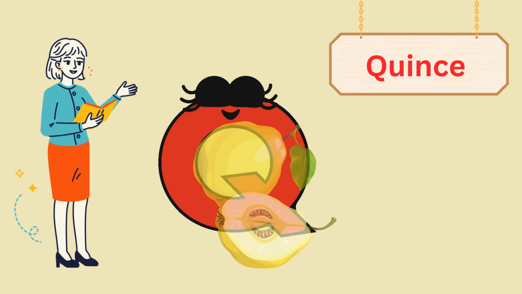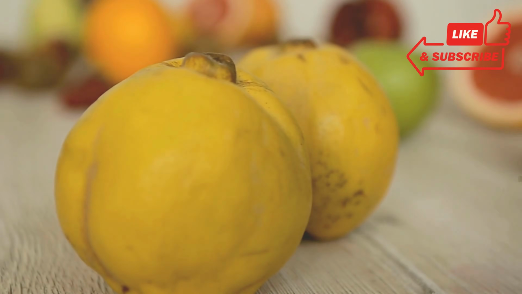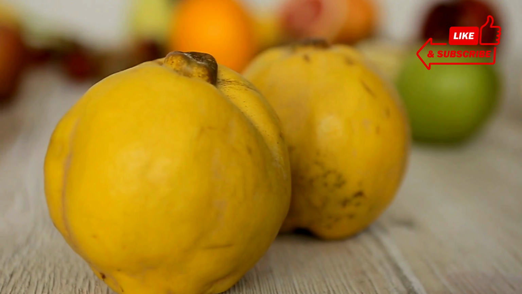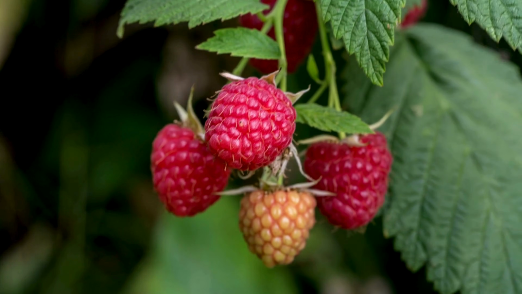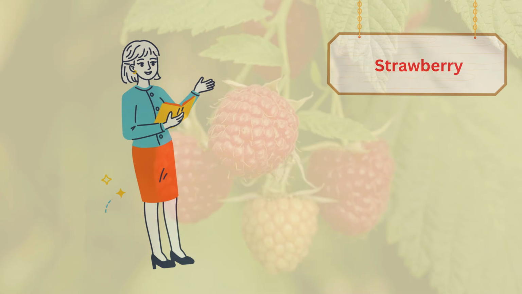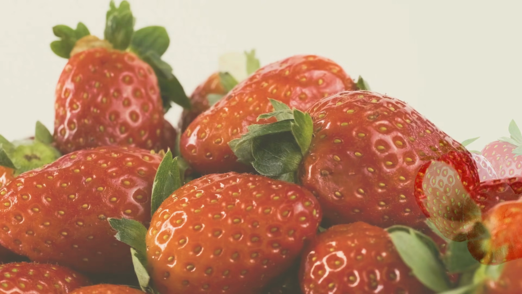Q is for quince. Quince. Q is for quince. R is for raspberry. Raspberry. R is for raspberry. S is for strawberry. S is for strawberry.